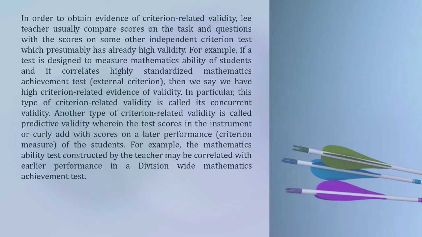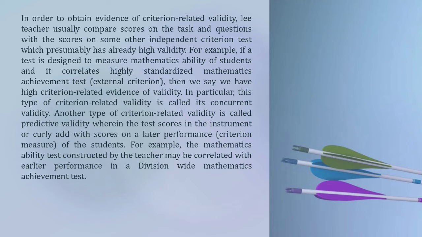In order to obtain evidence of criterion-related validity, the teacher usually compares scores on the test in question with the scores on some other independent criterion test which presumably has already high validity. For example, if a test is designed to measure mathematics ability of students and it correlates highly with a standardized mathematics achievement test, the external criterion, then we say we have high criterion-related evidence of validity. In particular, this type of criterion-related validity is called concurrent validity.